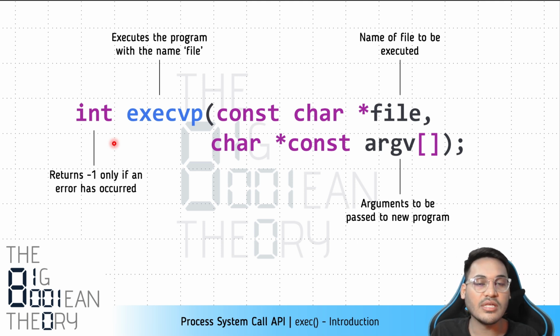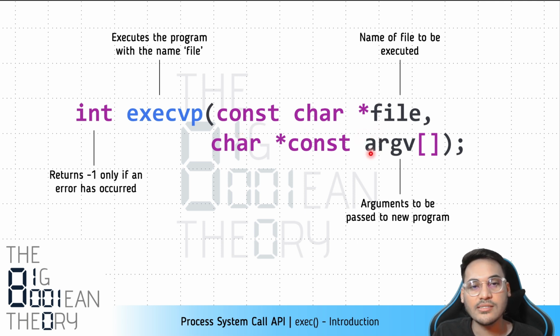If it is successful, there will be no return. If it is not successful, if for some reason the exec system call fails, then we return a value of -1 to the calling process. So this was a brief description of the function signature. We are going to study one particular variant of the exec system call, which is execvp. The other variants are also very similar. They just differ in the way we supply these two arguments.